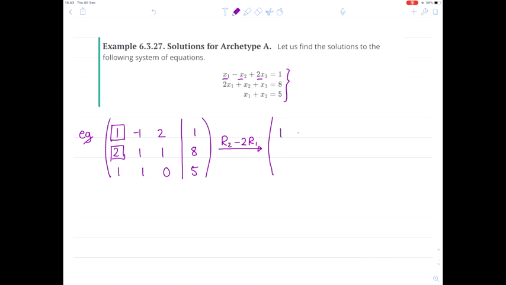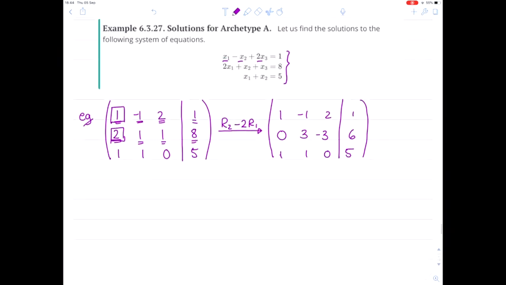Okay, so I'm not changing my first row. I'm not changing my third row. I'm changing my second row. So I've got 2 minus 2, which is 0, 1 minus minus 2, so that's 1 plus 2, which is 3, 1 minus 4, which is minus 3, and I've got 8 minus 2, which is 6.